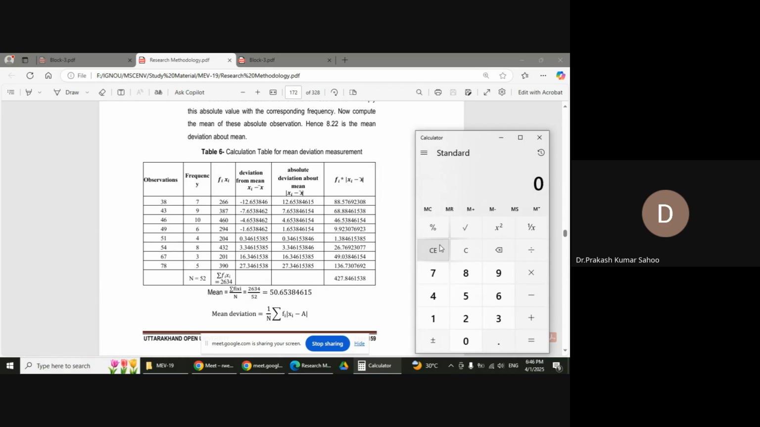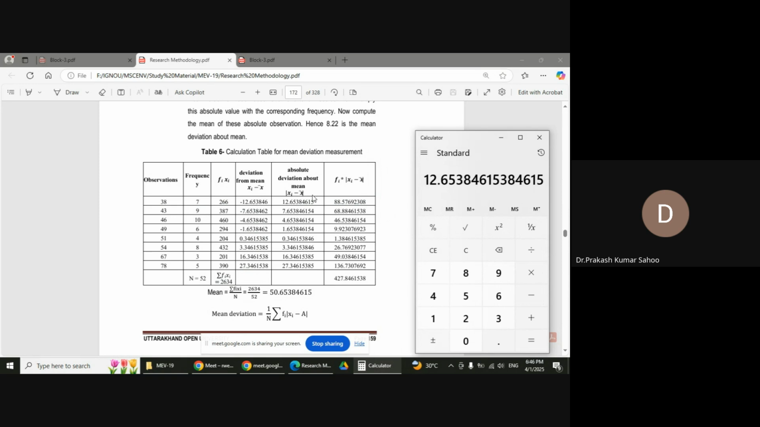So we have 2634 divided by 52, the total frequency. It becomes 50.65384615. So this number is our mean. If it is 50.65384615, then we have the first observation 38. So how is my first observation deviated from the mean value? It is 38 minus the mean, it becomes minus 12.6538. Just see here, 12.6538.